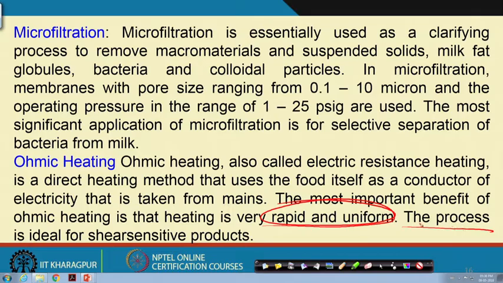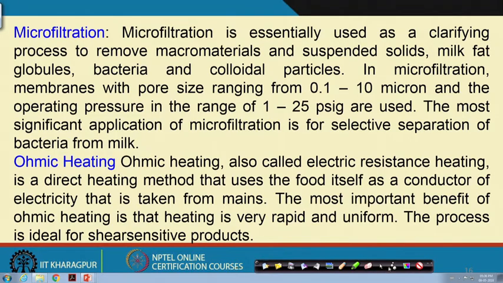The process is ideal for shear sensitive products, right. So, those which are shear sensitive, those products can be very effectively heated by this ohmic heating method.